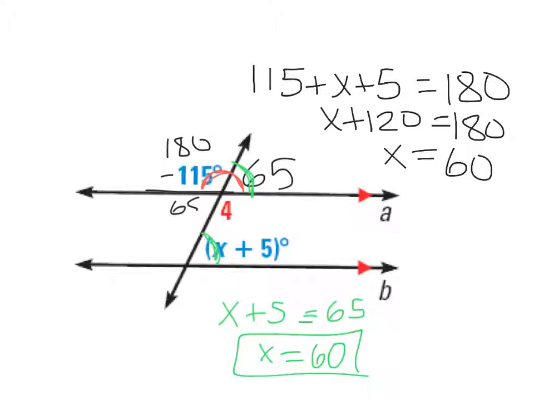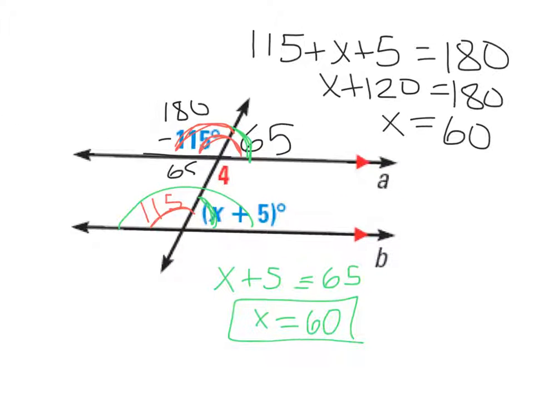I wouldn't say one's better than the other. I would say it's whichever your brain tells you to do, because they're both right. You could have also said that this corresponds to this, so this is 115, and then these two add up to 180. So there's a lot of different ways to look at it. One of the key factors in this diagram is this little symbol here, which shows you that these lines are parallel. Without that symbol or a statement that says A is parallel to B, none of that is true. The lines have to be parallel in order for these relationships to be congruent or supplementary.